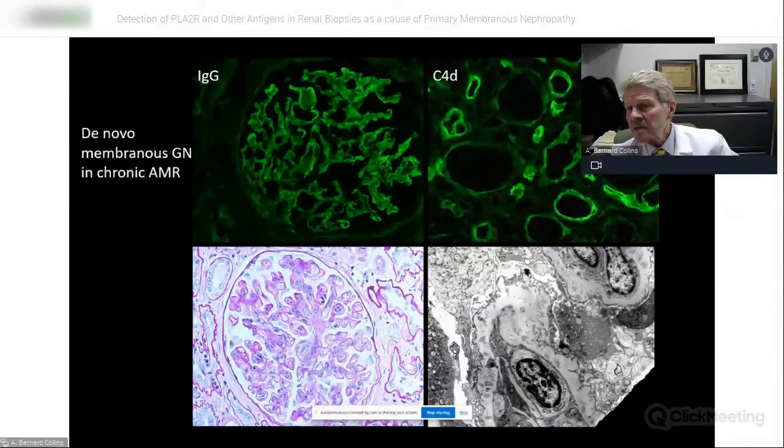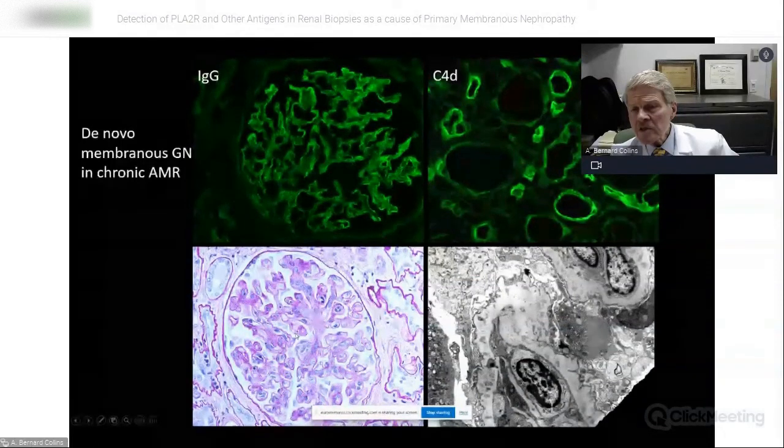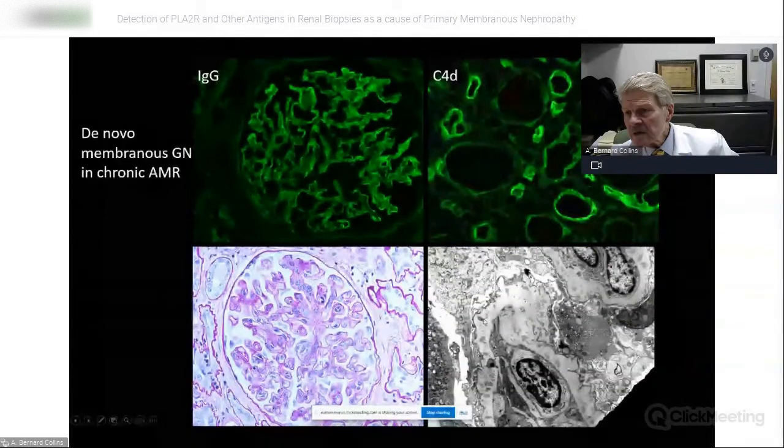This is an assay we developed a number of years ago and has now become a standard of care for transplant patients across the world. This is the PAS, which shows thickened GBM, characteristic of membranous nephritis. And when you look in the electron micrograph, you can see the membranous deposits in the glomerular basement membrane here.